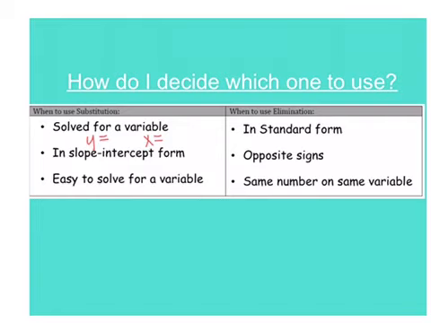I want to use elimination when I'm already in standard form. Remember, standard form is ax plus by equals c, so your x and your y are on the same side. Also use elimination if you're dealing with opposite signs, so one's a positive and one's a negative, or if you have the same number on the same variable.